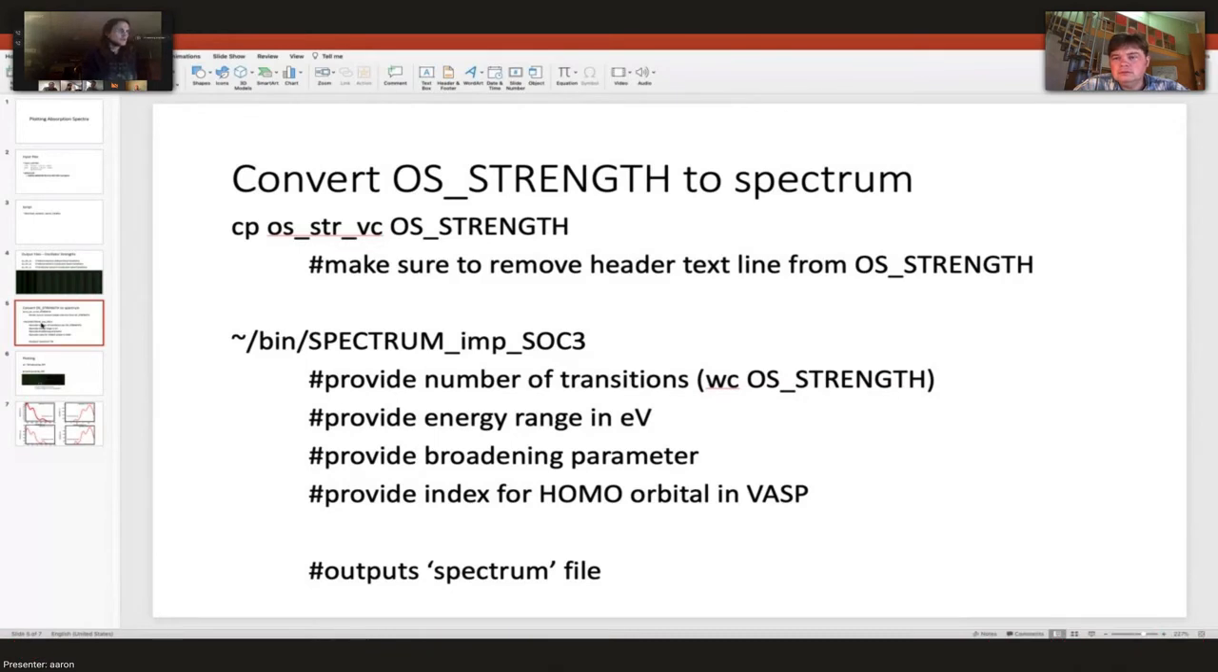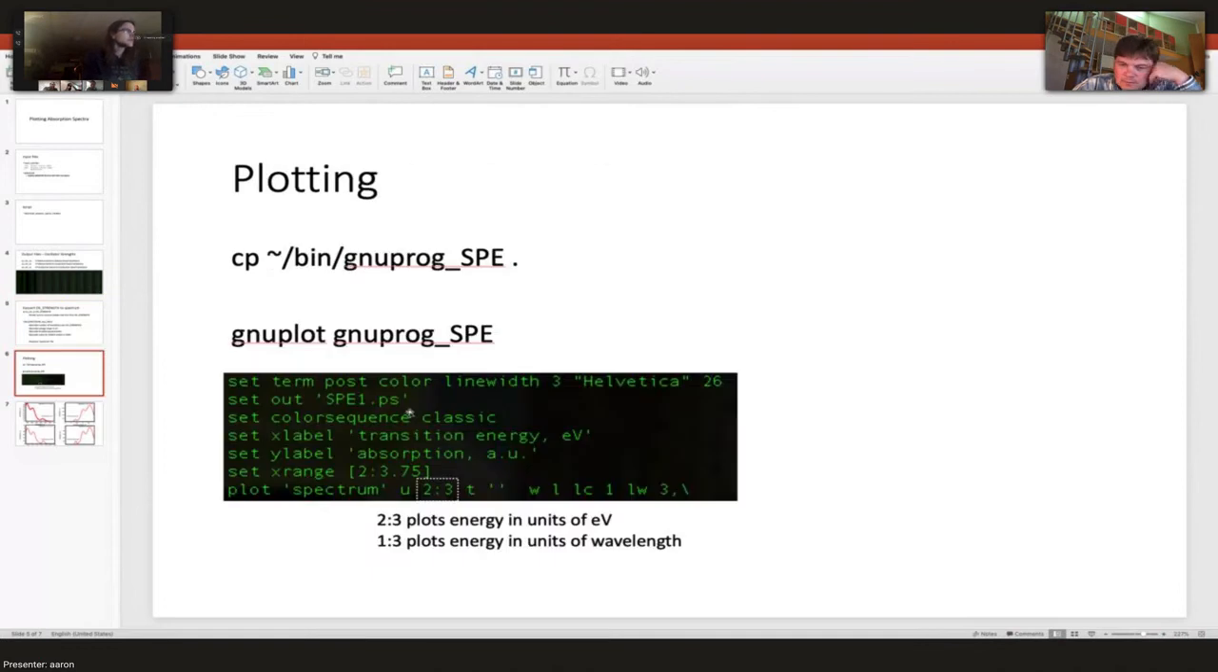Once the spectrum file is generated, there are various gnuplot underscore SPD files in the bin. You can copy one of them to your main directory, and then use gnuplot to plot it. The only variation in plotting is if you use columns 2 and 3, your units of energy will be in eV. But if you wanted to plot in wavelength, you would change that 2 to 1. And that's essentially the only variation in which you can plot your spectrum.